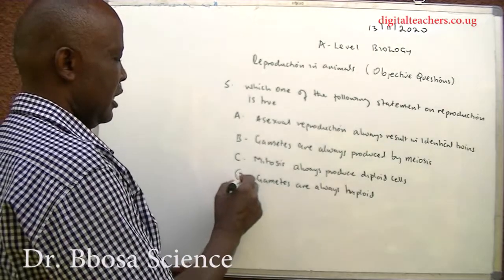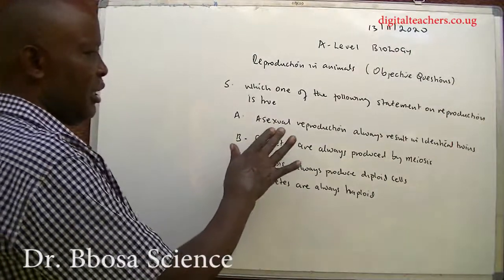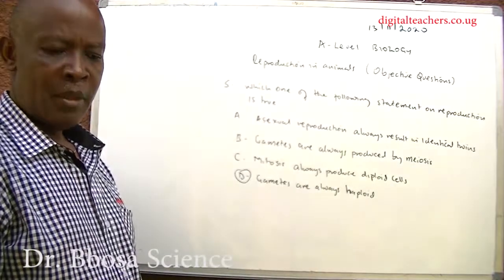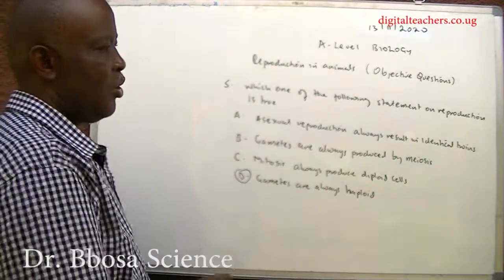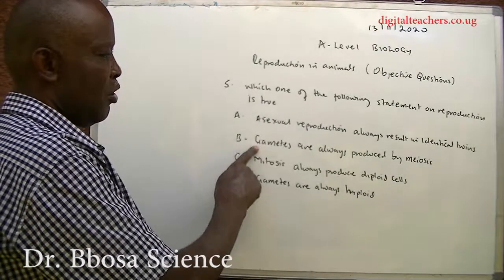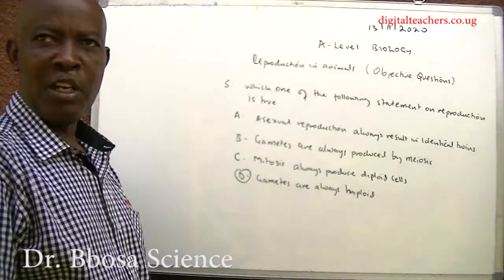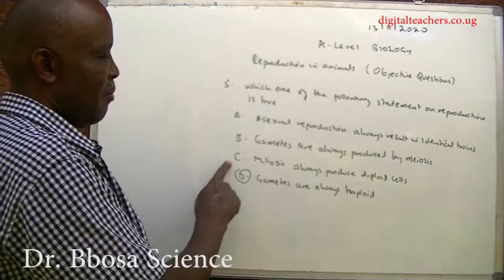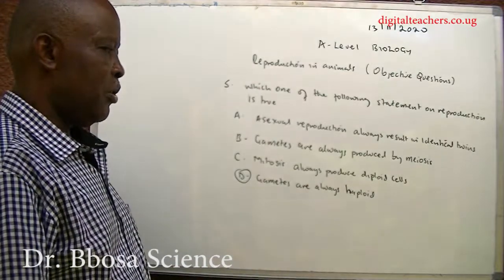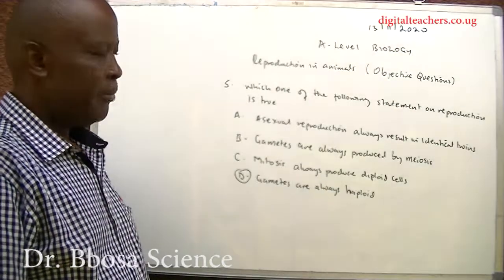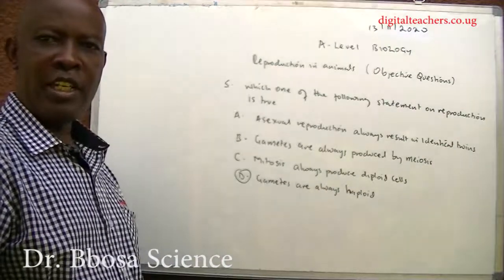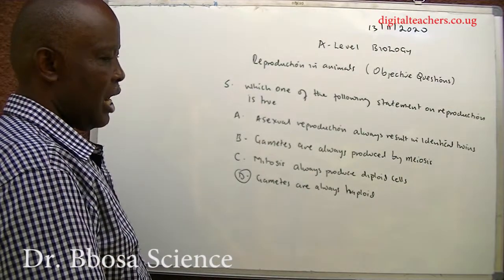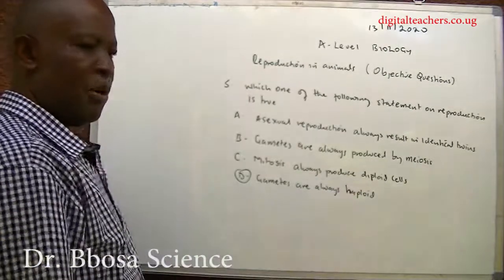The answer is D. Asexual reproduction, like in haploid parthenogenesis, does not produce identical twins. Gametes are not always produced by meiosis. For example, in bryophytes and pteridophytes, gametes are produced by mitosis. Mitosis does not always produce diploid cells. In bryophytes and pteridophytes, the gametes produced are haploid, not diploid.